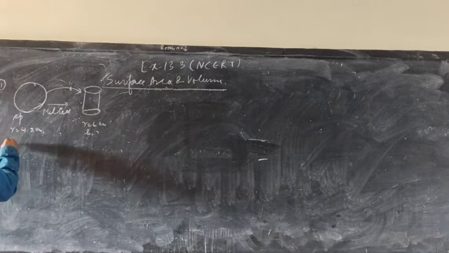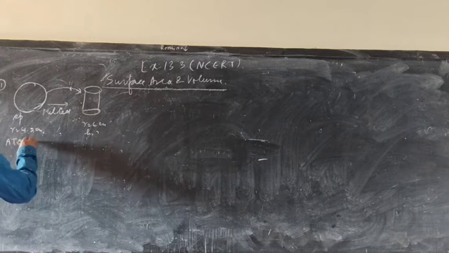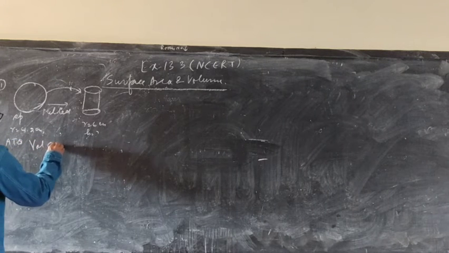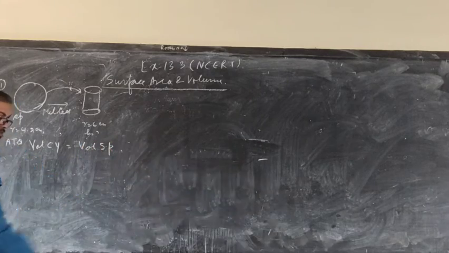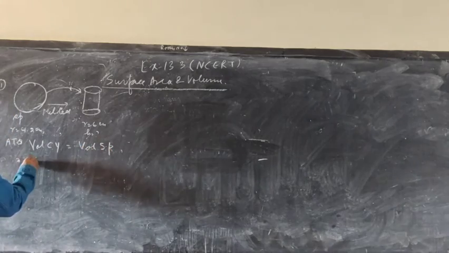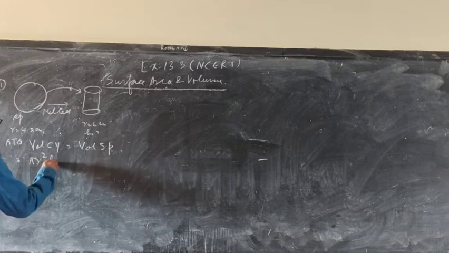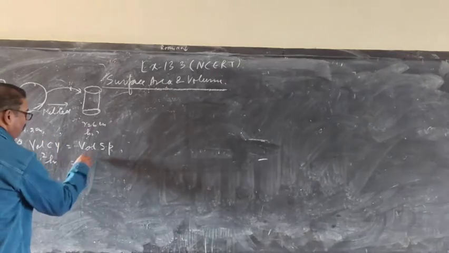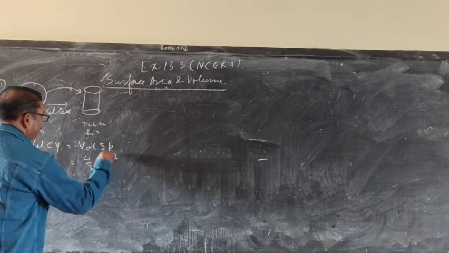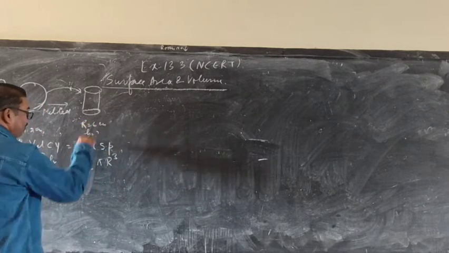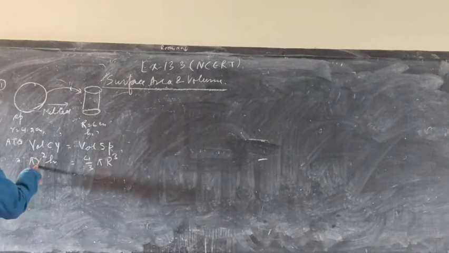So what will I say? According to the question, volume of cylinder is equal to volume of sphere. Volume of cylinder is equal to pi r square h. Volume of sphere is equal to 4/3 pi R cube. We will represent this one by capital R, because small r is also the radius.